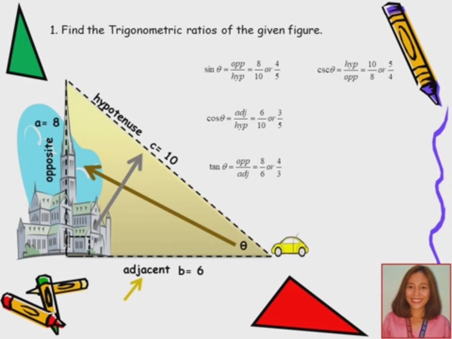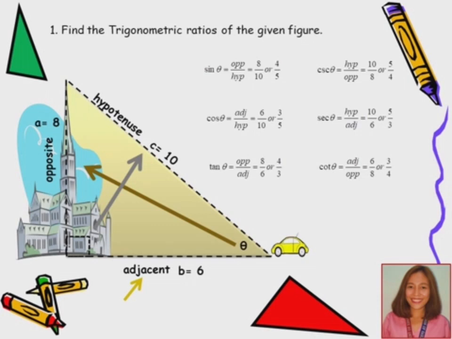Next is cosecant theta, where our hypotenuse is 10 and our opposite leg is 8, and we will have cosecant theta equals 10 over 8, or simply 5 over 4. And we have secant theta, where our hypotenuse is 10 and our adjacent is 6, and we will have secant theta equals 10 over 6, or simply 5 over 3.